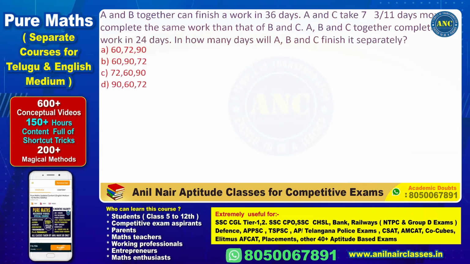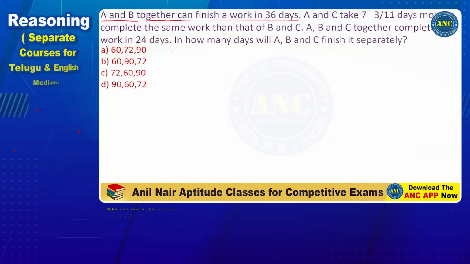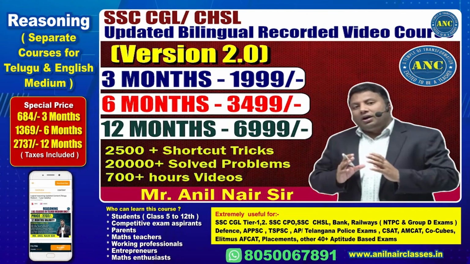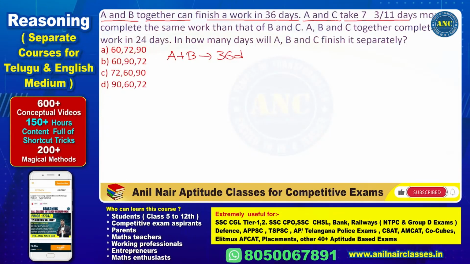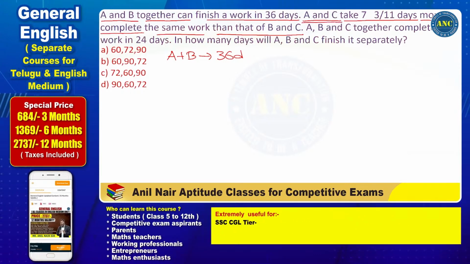Next question. See here. A and B together can finish a work in 36 days. So let me be a little fast here. A plus B is 36 days. A and C take 7 3/11 days more to complete the same work than B and C. So there are two combinations of people.